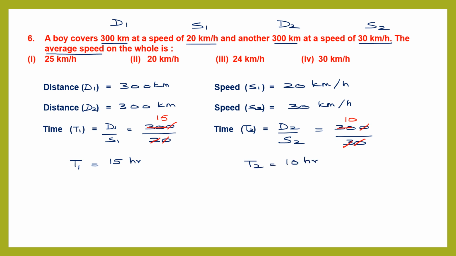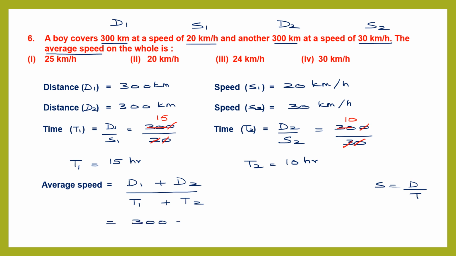Now we are asked to find the total time here. So we are asked to find the average speed, and the formula for speed is distance by time. So the average speed will be total distance, that is distance 1 plus distance 2, divided by total time, that is time 1 plus time 2. So what is distance 1? 300 kilometers. Distance 2 is 300 kilometers. Time 1 is 15 hours and time 2 is 10 hours.